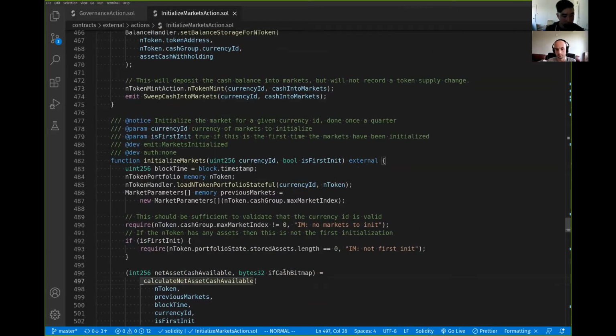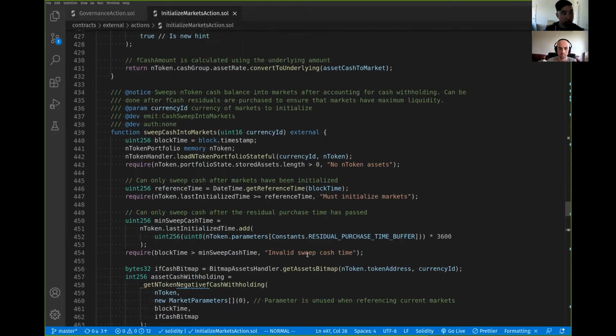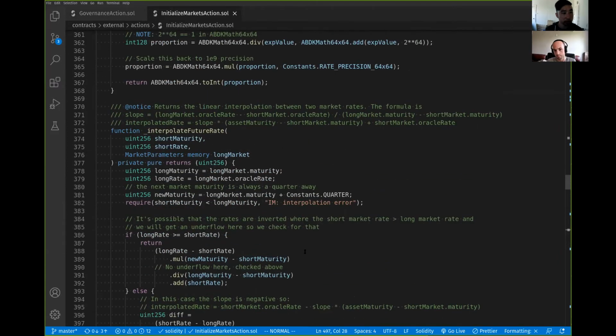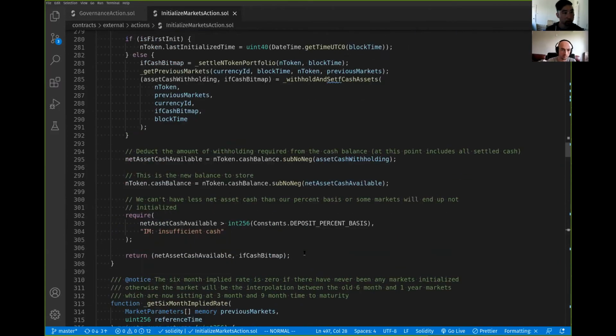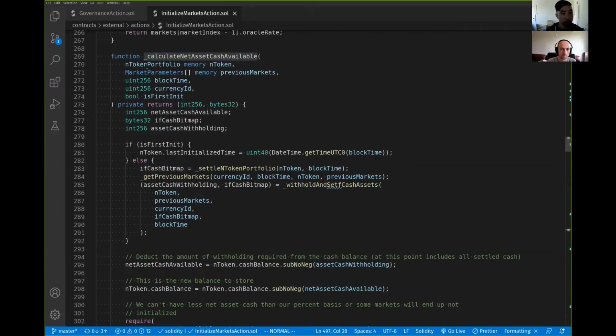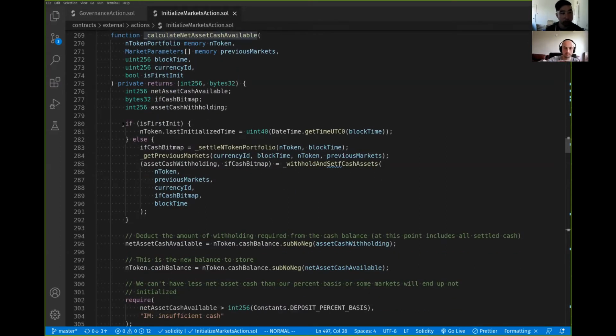So we'll look at calculate net asset cash available first. This does a few things. We're going to scroll up here to find it. Calculate net asset cash available. Important to note, we do have a special case when we're initializing markets for the first time. We don't have anything to settle out, so it is a bit simpler. We'll just set this variable, last initialized time, on the end token. And what this gives us is a reference for the next time that we initialize markets.